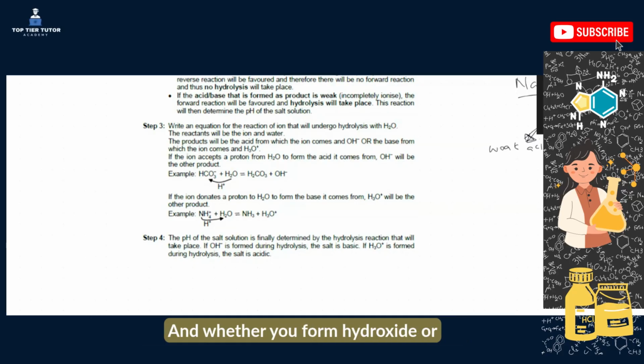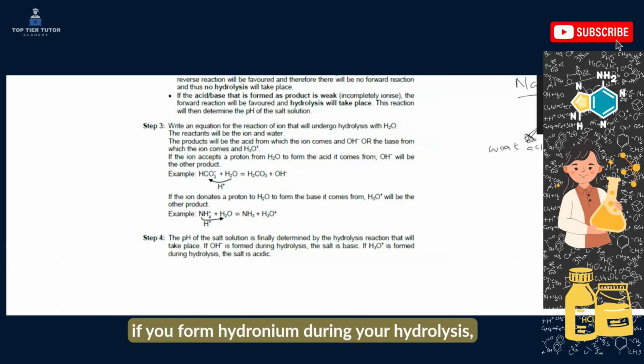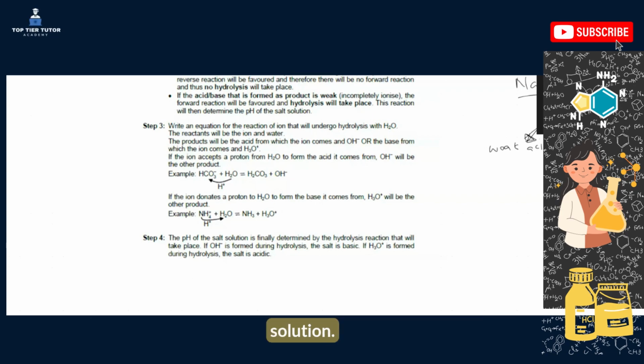Whether you form hydroxide or you form hydronium, you would be able to determine whether the solution is basic or acidic. If you form hydroxide during hydrolysis, then you know that your solution would be basic. And if you form hydronium during your hydrolysis, then you know that this is going to be an acidic solution.